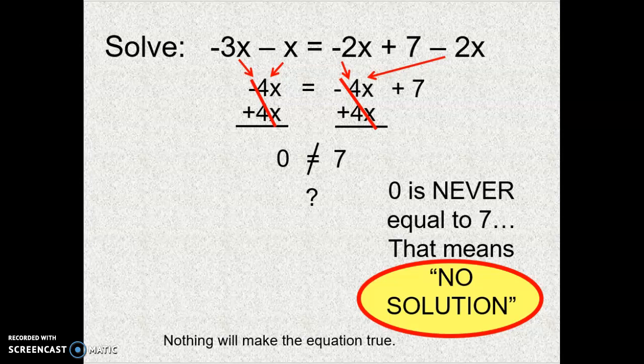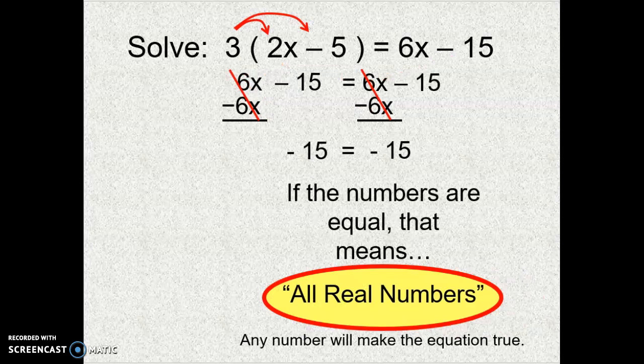Now let's take a look at this next example where the opposite is going to occur. Notice I'm doing my distributive first. We have 3 times the quantity 2x minus 5 equals 6x minus 15. So using my rules, I would do my distributive first. Remember, I'm looking at the left-hand side and using distributive and combining like terms. Then I do the same for the right-hand side. Try to use distributive and combine like terms.